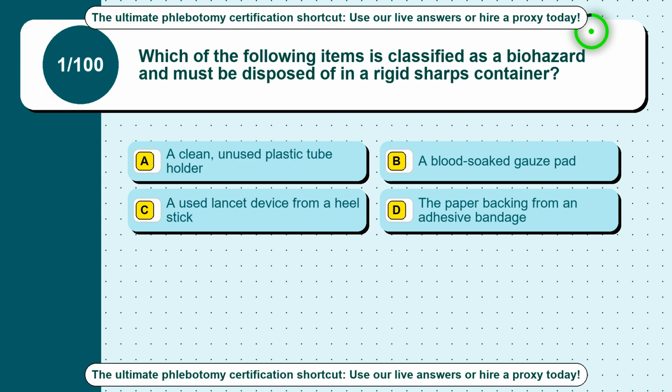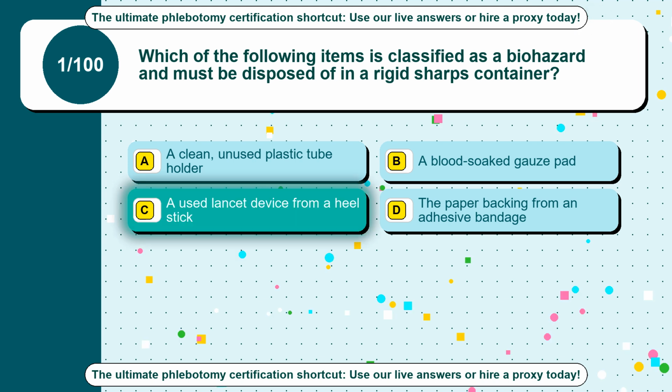Question 1. Which of the following items is classified as a biohazard and must be disposed of in a rigid sharps container? Option A, a clean, unused plastic tube holder. Option B, a blood-soaked gauze pad. Option C, a used lancet device from a heel stick. Option D, the paper backing from an adhesive bandage.